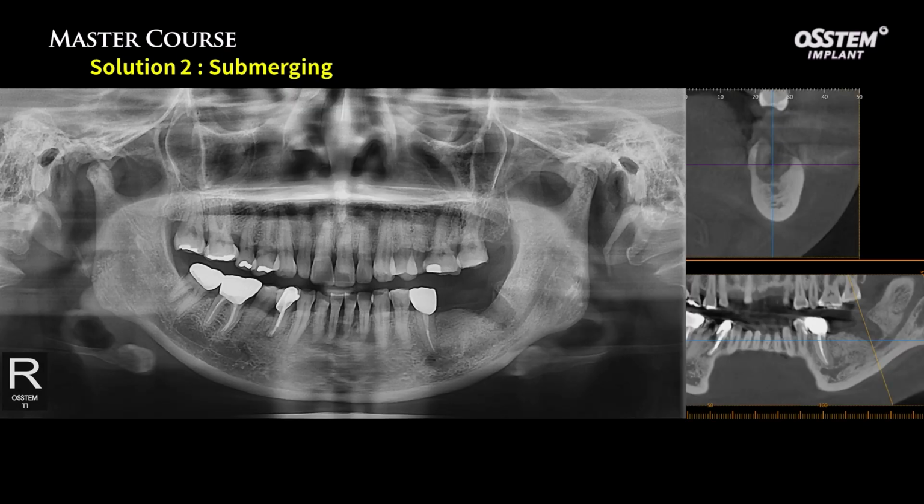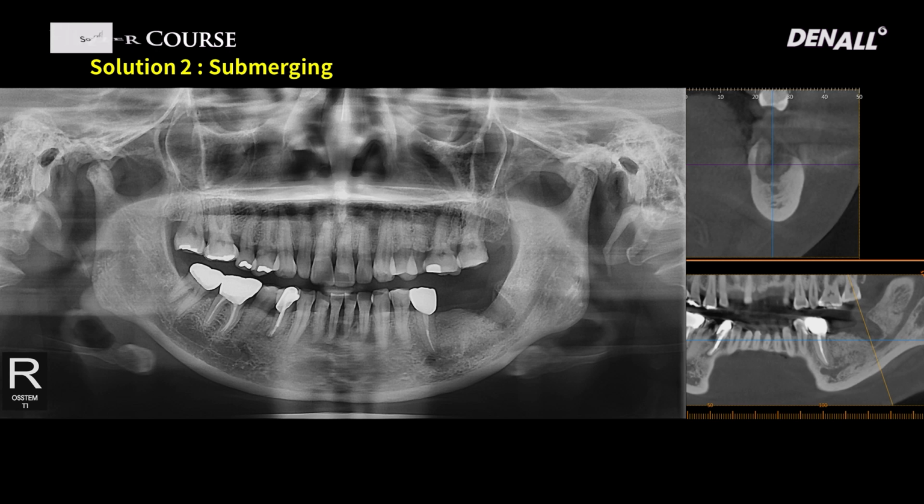Up to prosthesis. The second way, when initial stability is not good enough, we can use submerging. And we need to have a sufficient healing period. For the mandible, loading can be done at week 8, but in this case, we need to wait way longer than that before an implant is uncovered and loaded.